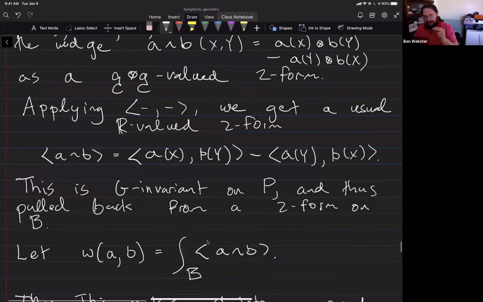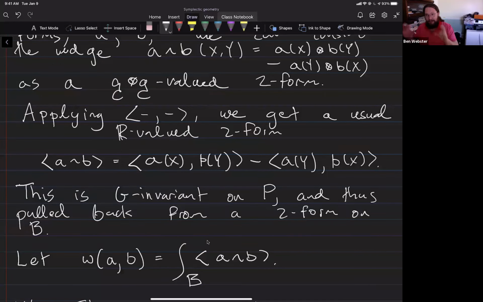We can define the symplectic pairing of two of these one forms, A and B, as: construct this funny wedge and then integrate it over the surface. And it's a 2 form, so it really makes sense to just say integrate it over the surface. Right? A 2 form is by definition something that we can just integrate. We don't have to make any choice of measure or anything like that.